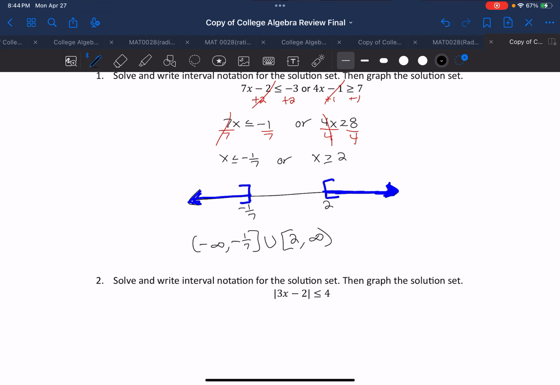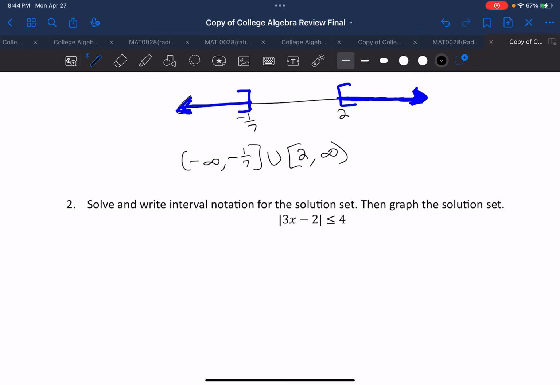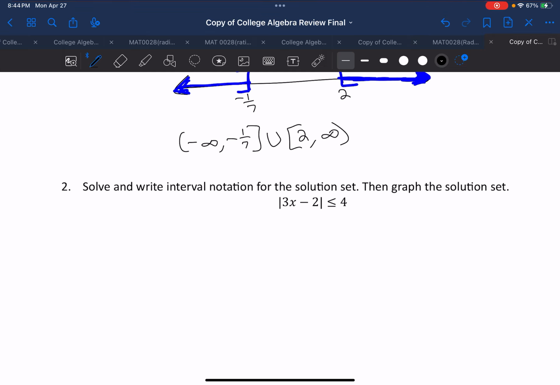Number 2, solve and write interval notation for the solution set, then graph the solution set. So this is an absolute value in an inequality. So remember that with absolute value, if it's less than, I need to take everything inside my absolute value and set it between the +4 and the -4. If it's less than. If it was greater than, I separate it into 2 inequalities with the OR symbol.